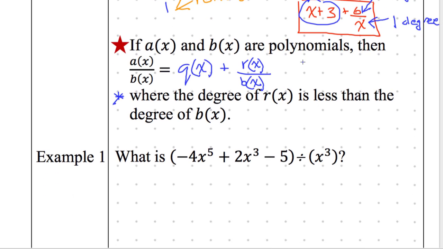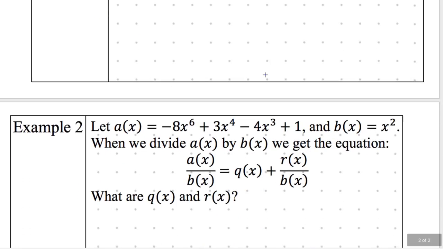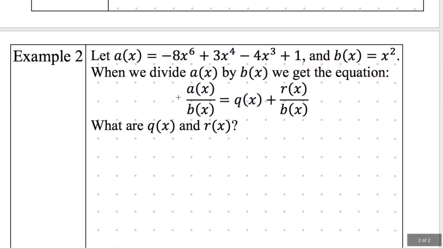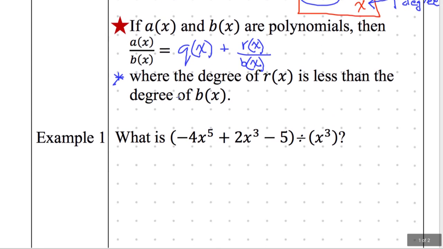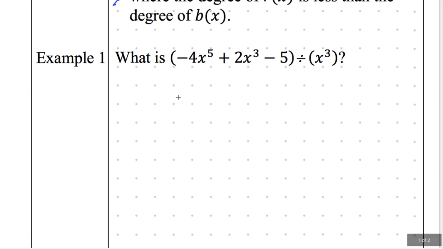Let's go ahead and try one more example, and then I'm going to turn it over to the backside. This is a Khan Academy example. Both example 2 and example 3 are Khan Academy examples. All right, example 4. I want us right now to divide negative 4x to the 5th plus 2x to the 3rd minus 5 by x to the power of 3. I don't know how to do that.